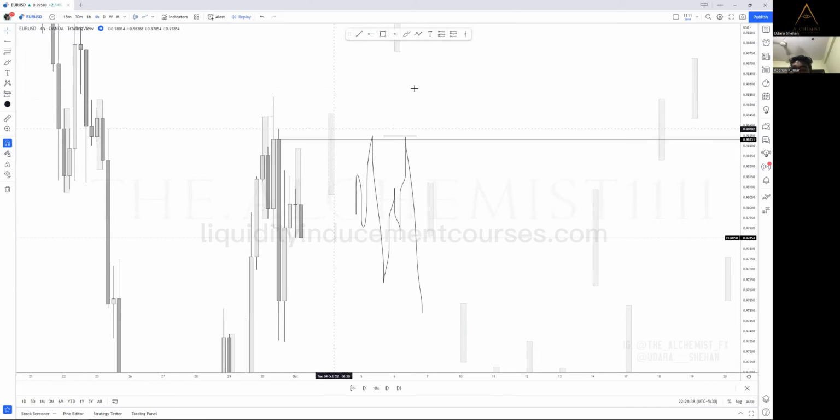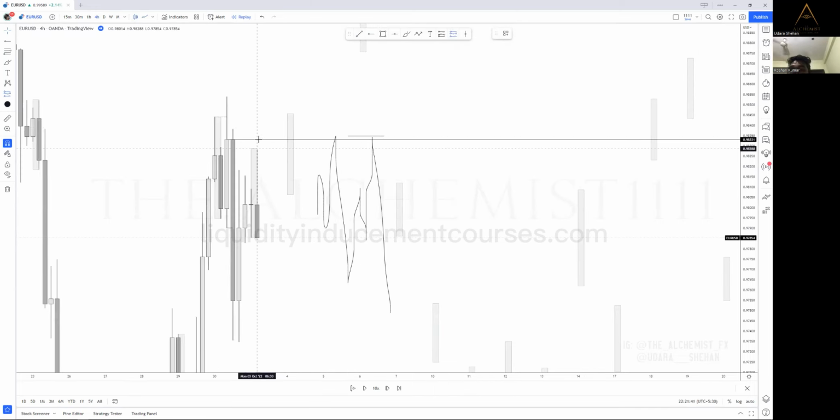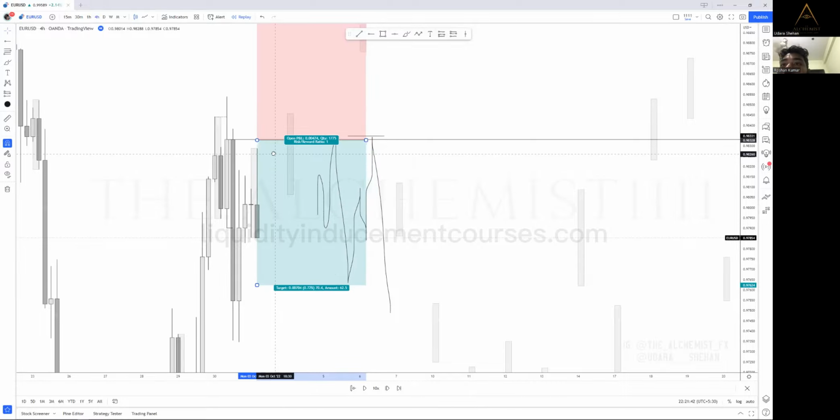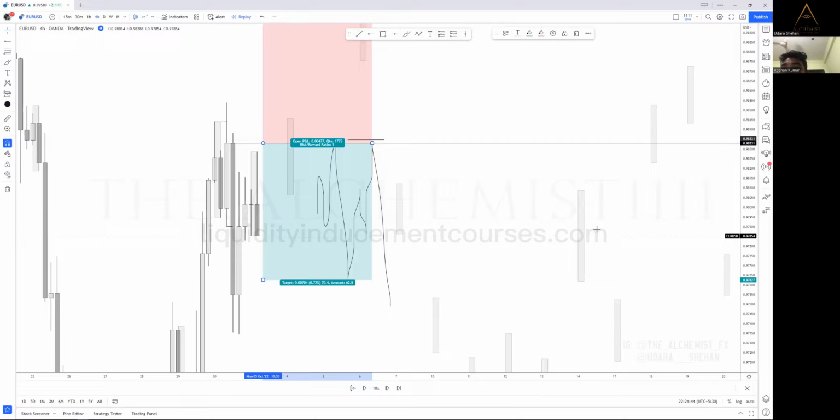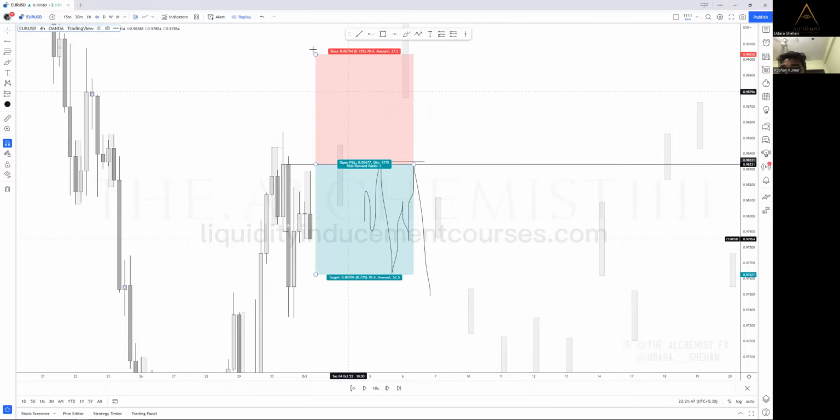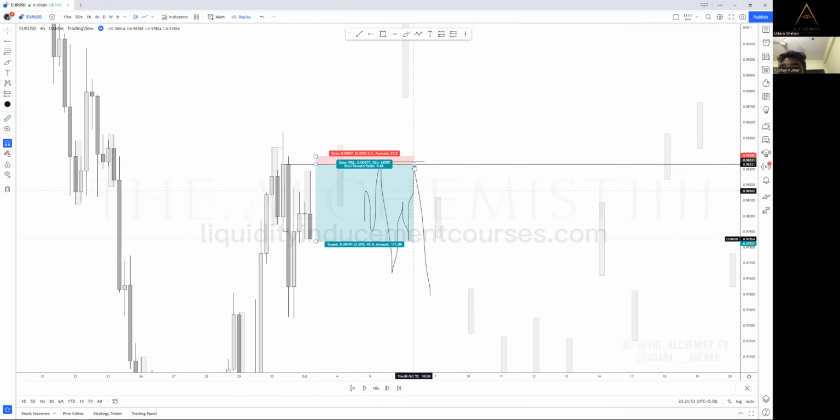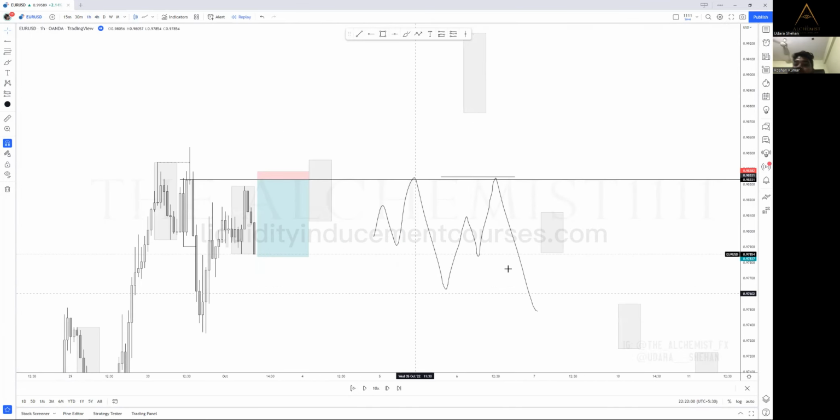For this setup, of course, I did not even go to the lower time frames. I just did this from the 4-hour itself and sold it. Why should I go to the lower time frames, right? The 4-hour is showing me everything. Stop loss above this high, 5 pips. Can you see that? 5 pips. We target the Asian low. Isn't that enough on the 4-hour time frame? I did not even bother to go to the lower time frames. So what happens?